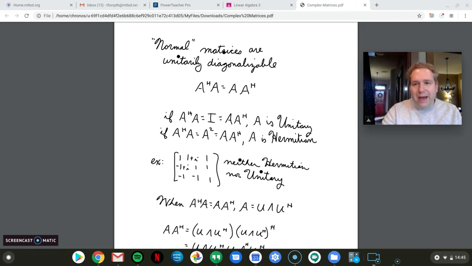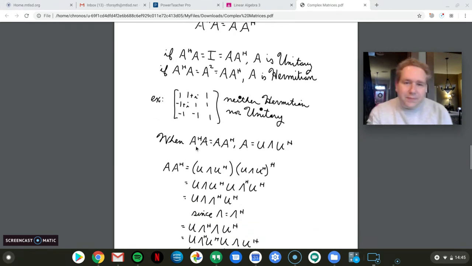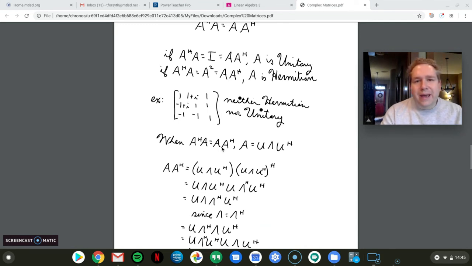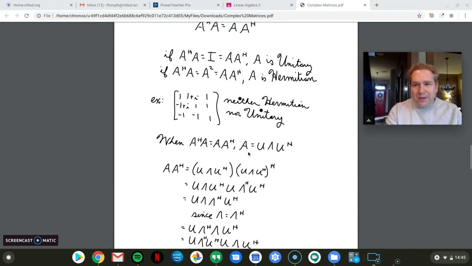Okay, so when we have A Hermitian A equaling A A Hermitian, a normal matrix, what I mean by unitarily diagonalizable matrices is that we're able to choose a set of unitary eigenvectors and that you'd have U lambda U Hermitian. So this works again for every real set of matrices we've ever looked at because symmetric matrices in essence are Hermitian as well.